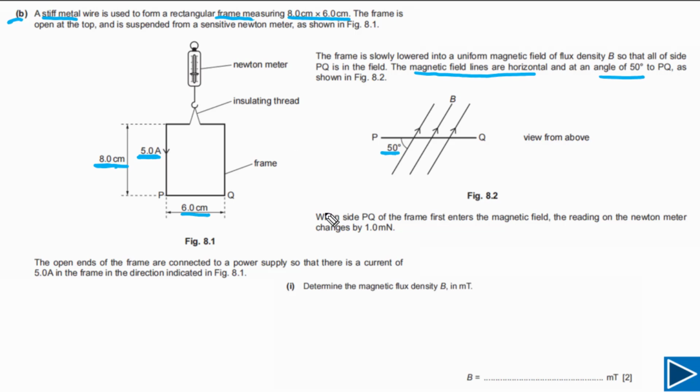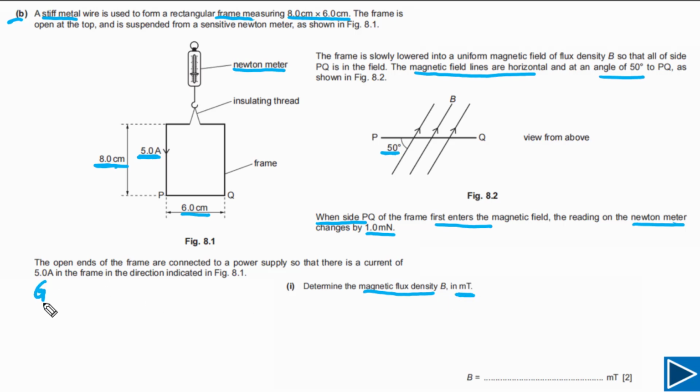Very important point. It is also given to us that when side PQ first enters, means just enters the magnetic field, the reading on the Newton meter changes by 1 millinewton. Now we need to find out the magnetic flux density B in milliteslas.